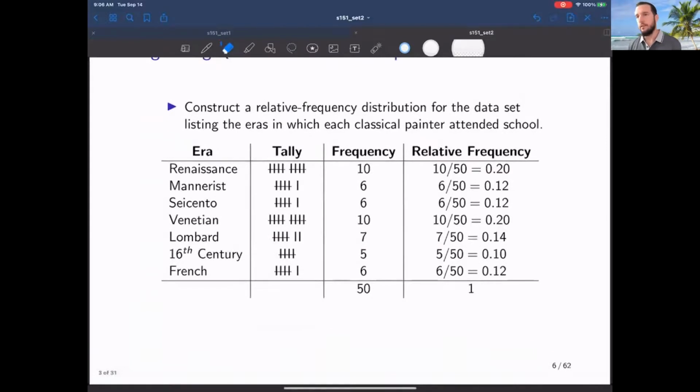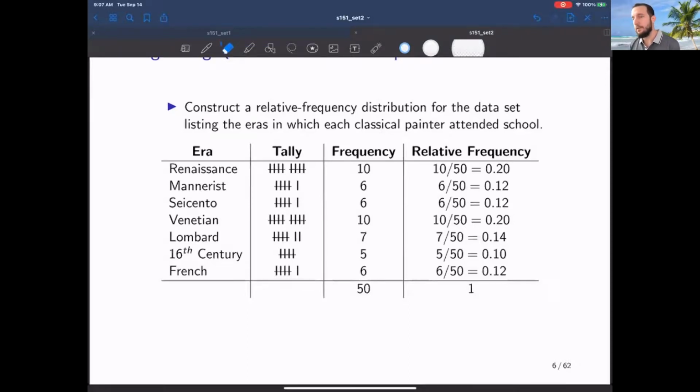So this table on slide 6 shows the frequency distribution and the relative frequency distribution for the data set of interest. Now, you will see here that I have also included a tally. You don't have to do this. The tally column is simply there for counting purposes. You will also notice that I have the frequency column and the relative frequency column in the same table, but you don't have to do this either.